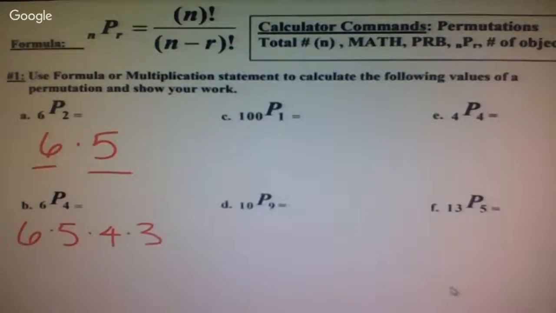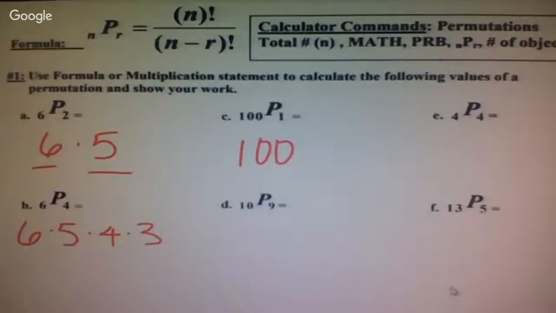Is it clicking? Right. Whoop, there it is. Oh, that's easier. 100 permutate 1. 100. It's just 100. You only need 1 number. You're done.